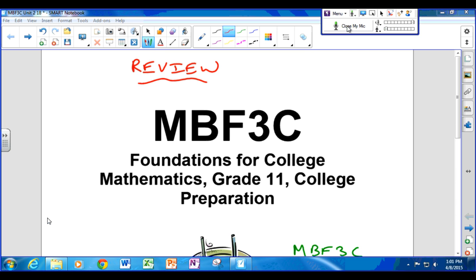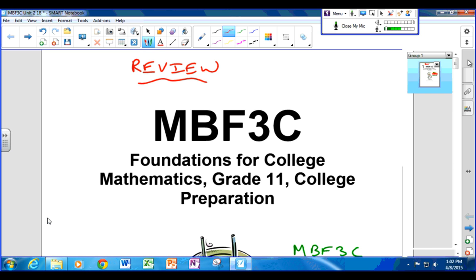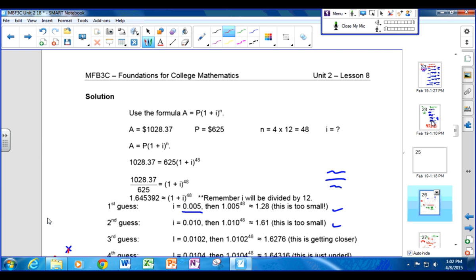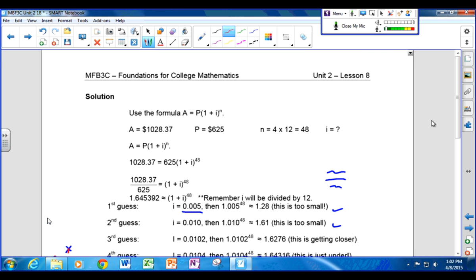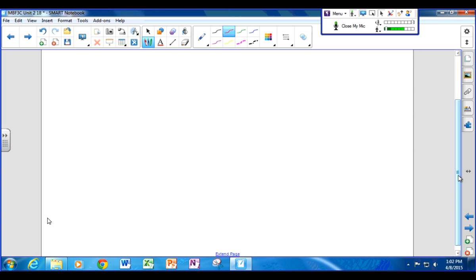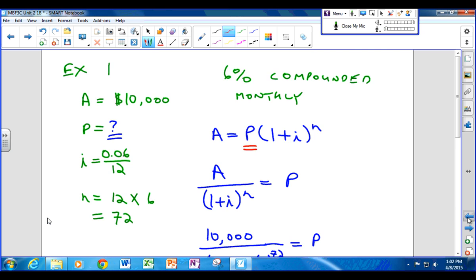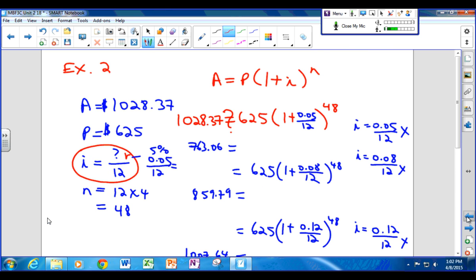So yesterday we were looking at compound interest. We did the simple interest formula and compound interest, and we were in lesson 8 of unit 2. So this is unit 2, and let's find lesson 8 here. And look at that. What we were going to talk about is that there are different things they can ask you to find for this compound interest formula.